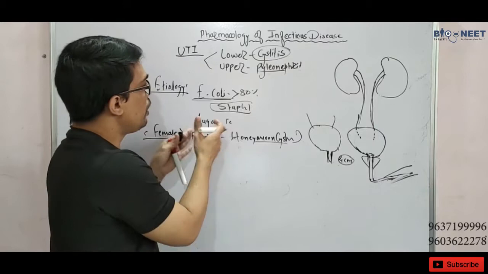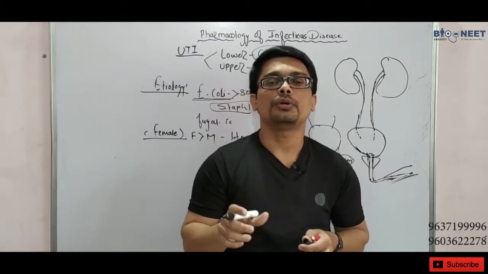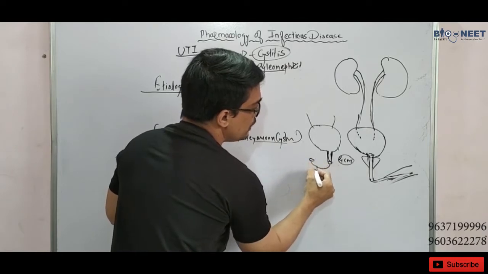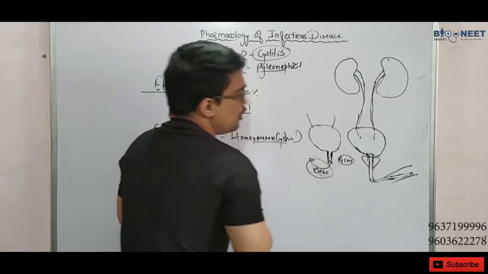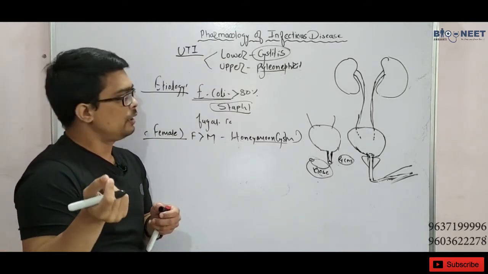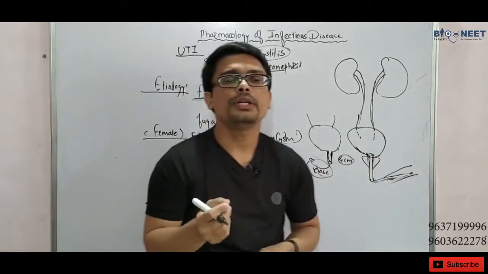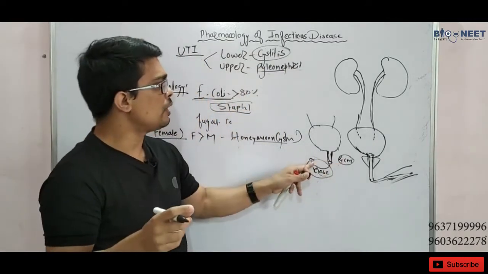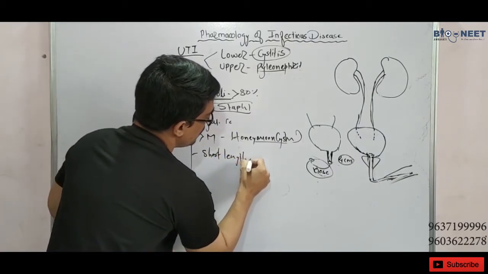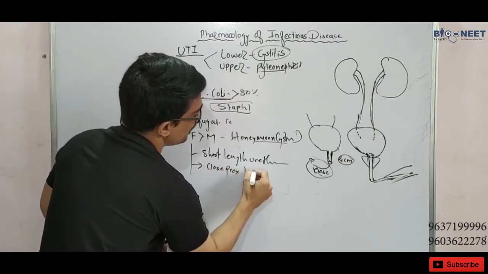Now we know why it is more in women: because of the length of the urethra. In women there is a short urethra, and there is one more thing: the opening of the urethra in a woman is very close to the opening of the anus. The opening of the urethra and the opening of the anus are very close, at a very short distance. So, short urethra close to the anus. These two things I want you to remember: short length of urethra and close proximity to the anal opening.